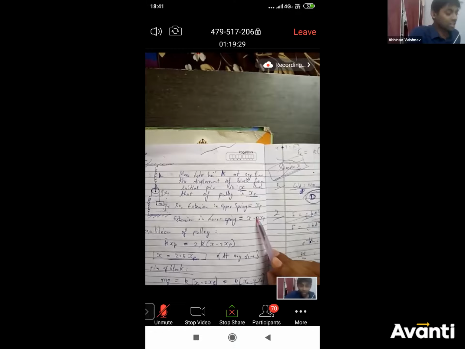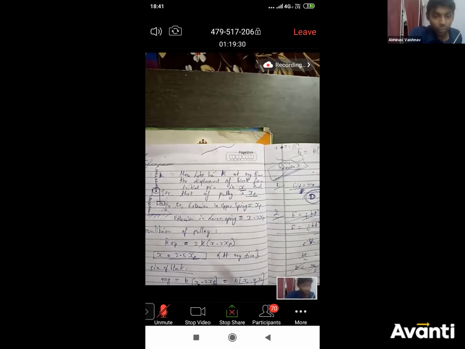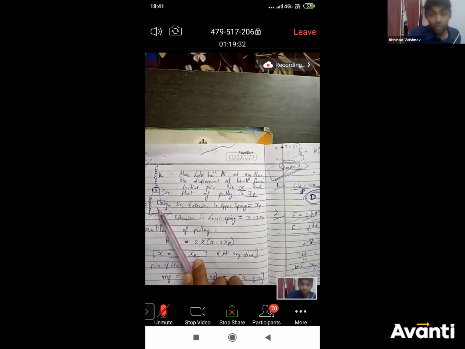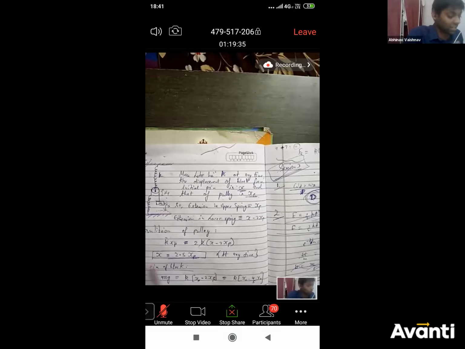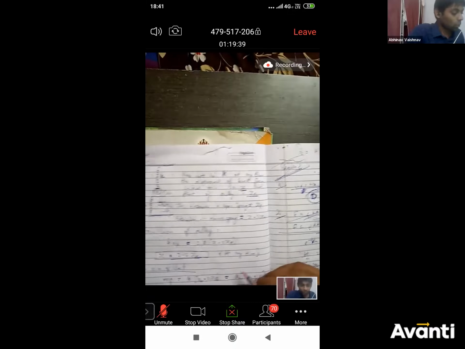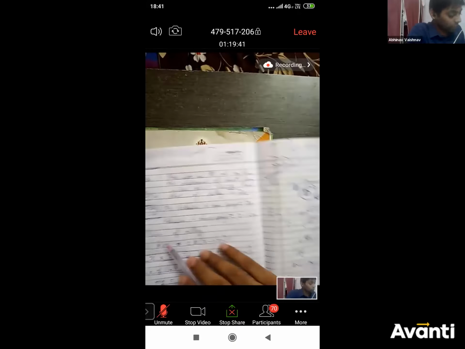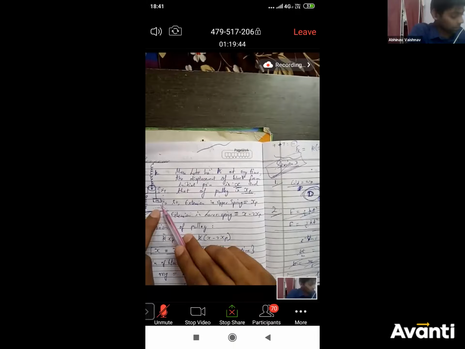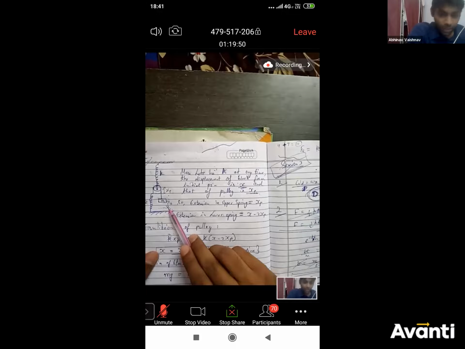But what is the extension in the lower spring? This you have to be careful about, you might make a mistake here. Dekho, the block moves down by x, and the pulley moves down by xp, right? So it depends on actually both.